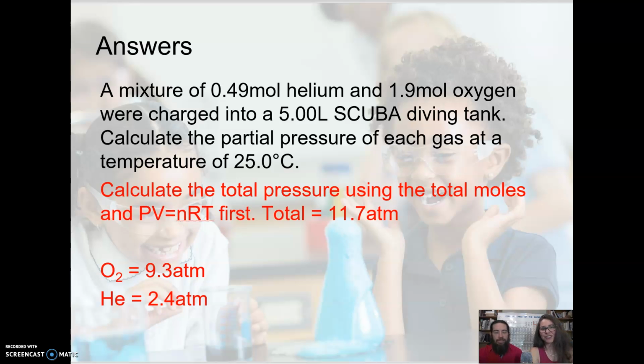Okay, so this is kind of interesting. You need to calculate the total pressure first. So this combines the ideal gas law with partial pressures. We're in the gases unit, so you've already learned the ideal gas law. We have the temperature and the volume and the moles. So you have to total the moles first, put that into the ideal gas law, solve for the total pressure, and then you can determine the partial pressures with your mole fractions. Tricky question. It's a good one.